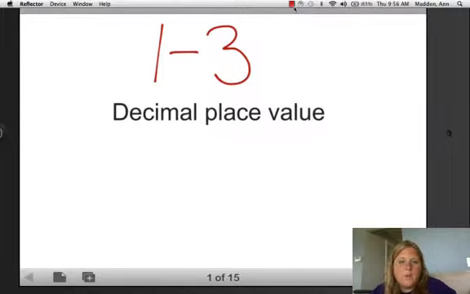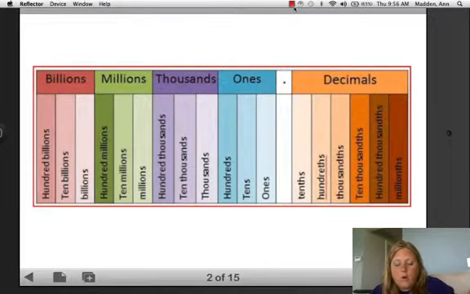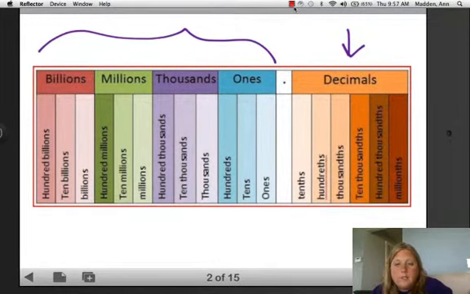Welcome to lesson 1-3 on decimal place value. A couple lessons ago, we talked about the different place values that numbers have. We talked about the ones, thousands, millions, and billions. Now we've added this orange section over on the side here with our decimal place values. In between our whole numbers and our decimals, we have a decimal point.